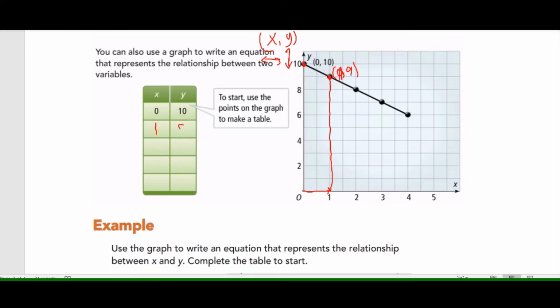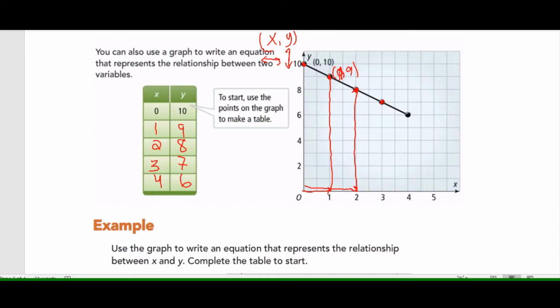So this ordered pair here is (1, 9). Then we want the next ordered pair, (2, 8), because we have to move to the right 2 units and then move up 8 units to get to that coordinate. The next ordered pair is (3, 7). And the next ordered pair is (4, 6).